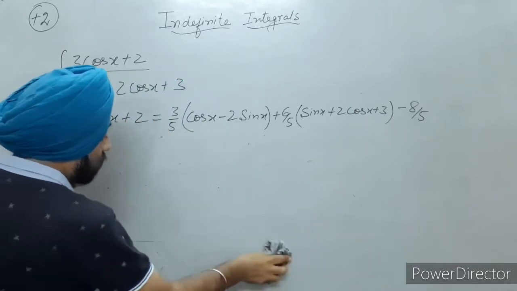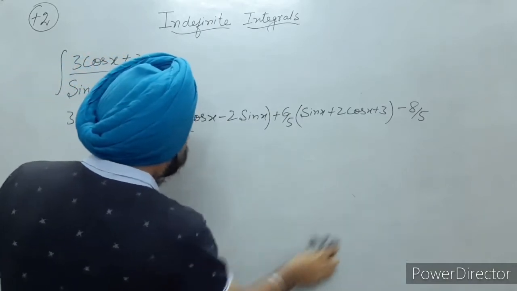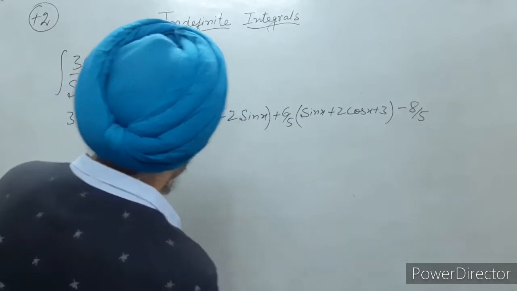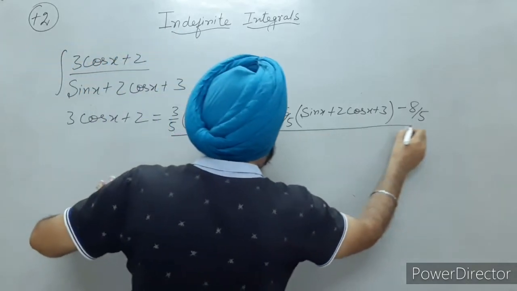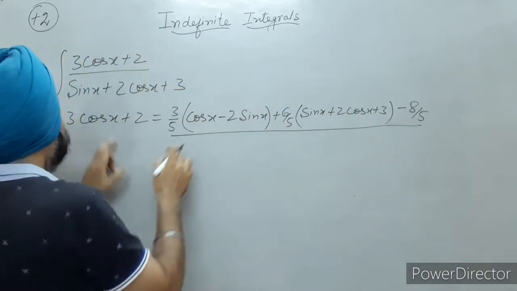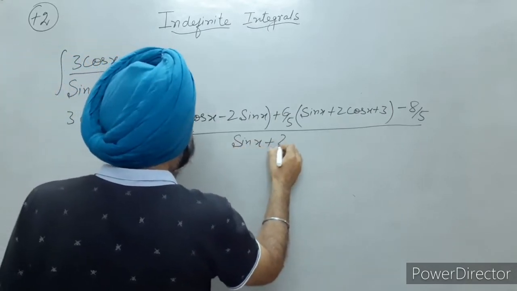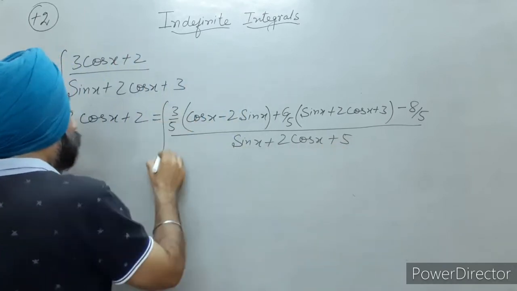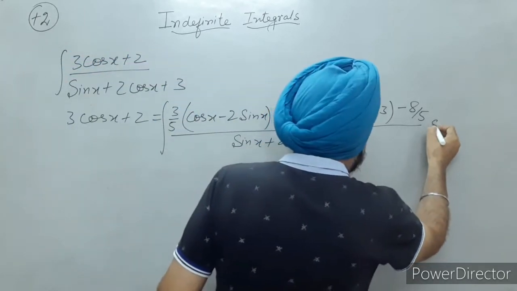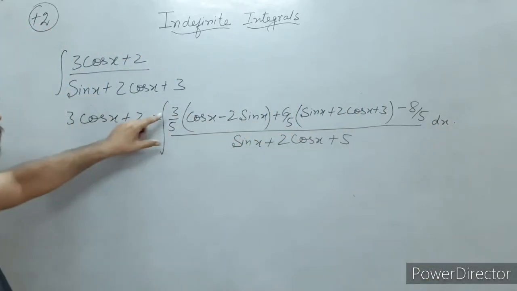Basically, three linear equations were there to solve for lambda and mu. Then we did the thing. Now just replace this numerator, right? I replace this numerator with this, divided by sin x plus 2 cos x plus 5. I had to integrate this. Now what can we do?